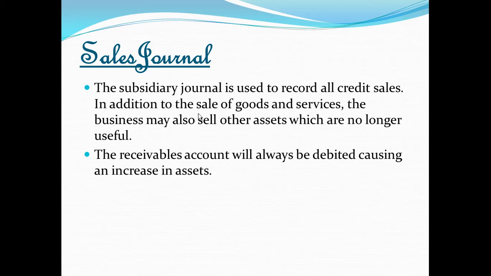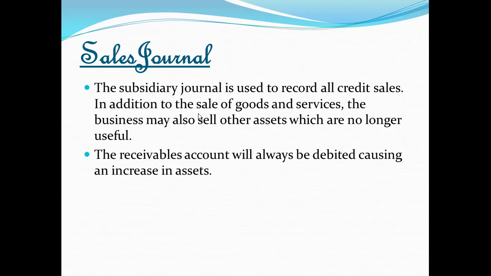Now previously, every time you sold something on credit, you would take it to the general journal, which is technically incorrect because the proper place for a sales transaction is the sales journal. So you can now imagine that in the sales journal, you always have a column for accounts receivable because accounts receivable is always affected.